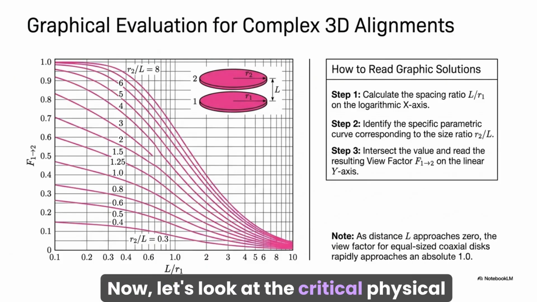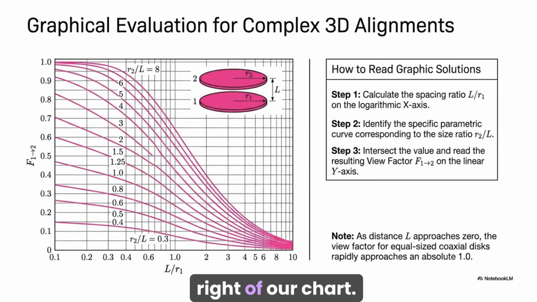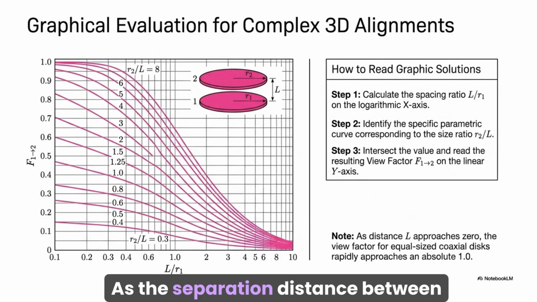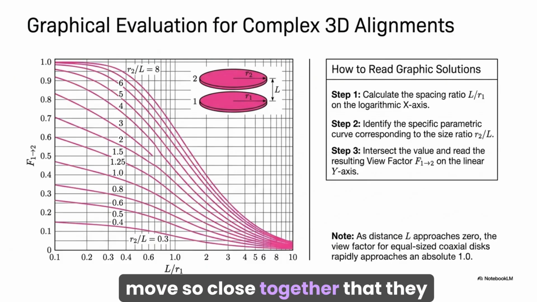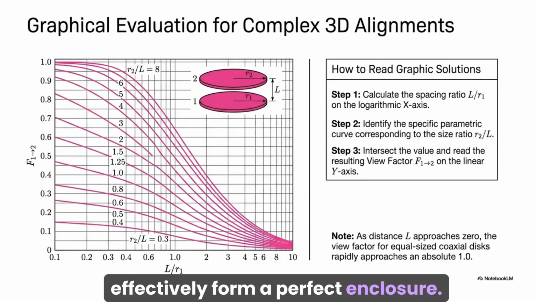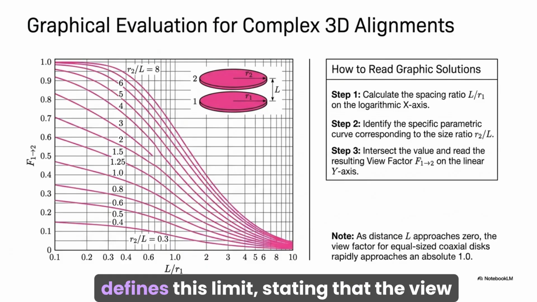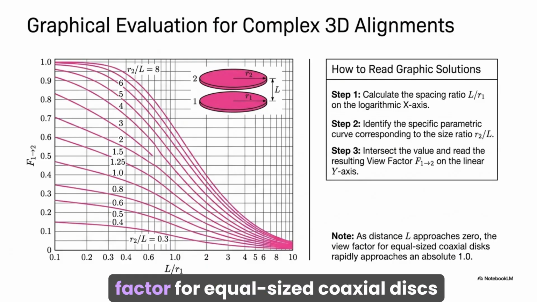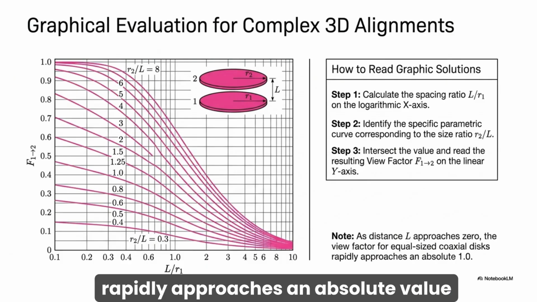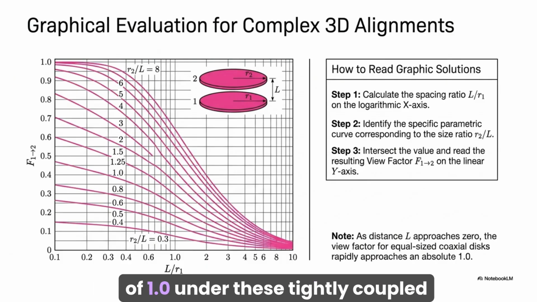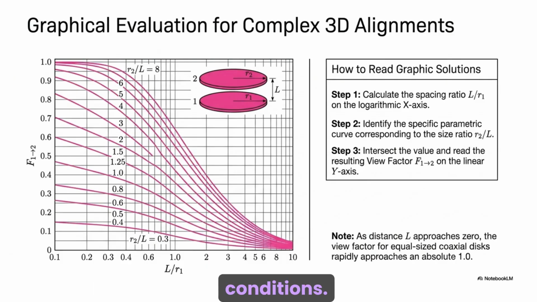Now, let's look at the critical physical behavior highlighted at the bottom right of our chart. As the separation distance between the two disks approaches 0, they move so close together that they effectively form a perfect enclosure. The note positioned at the bottom right defines this limit, stating that the view factor for equal-sized coaxial disks rapidly approaches an absolute value of 1.0 under these tightly coupled conditions.